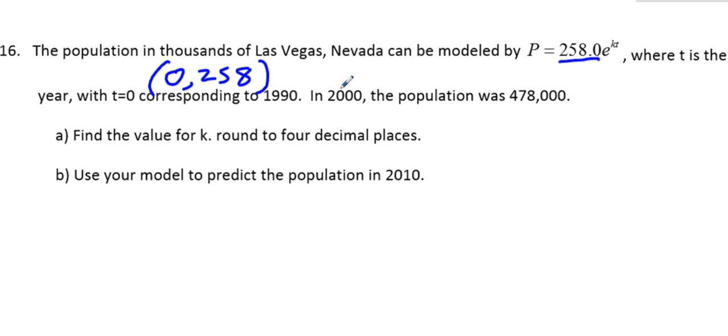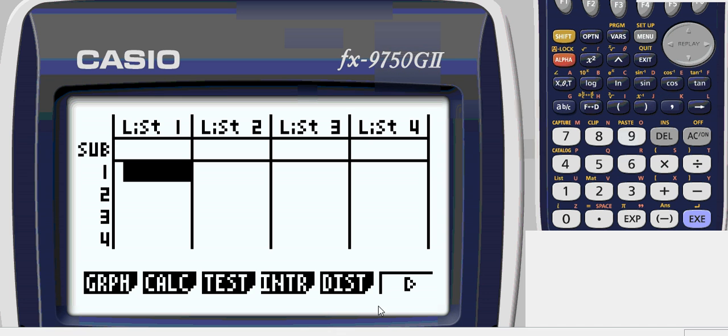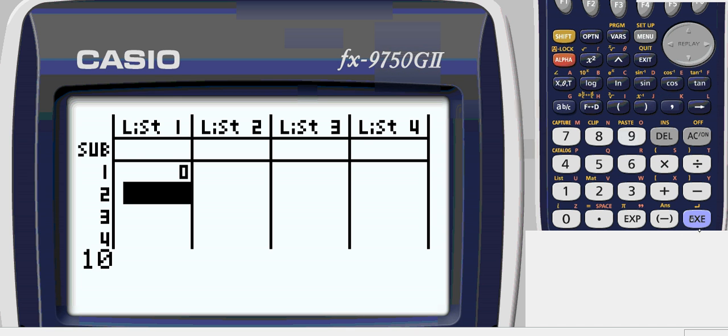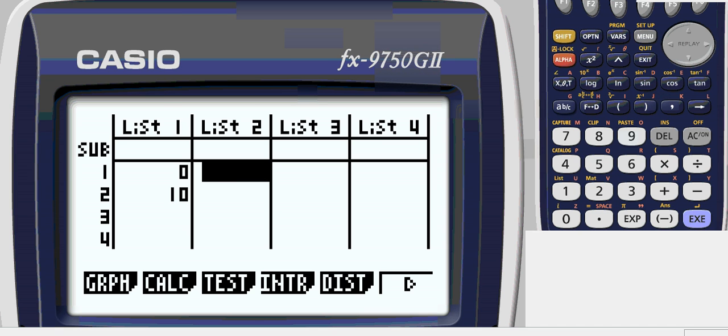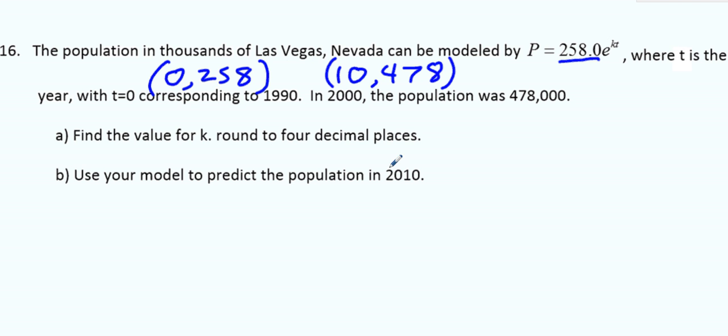And then the year 2000, which would be year 10, based off of saying 1990 is year 0. So year 10, the population is 478,000, and it said that it's measured in thousands, so just 478. There's another data point. So we want the equation that fits that data. Since it's a calculator question, there's no other way to do it. Type in those two data points, 0 and 10 for our x values, or t values in this case, and then 258 and 478.